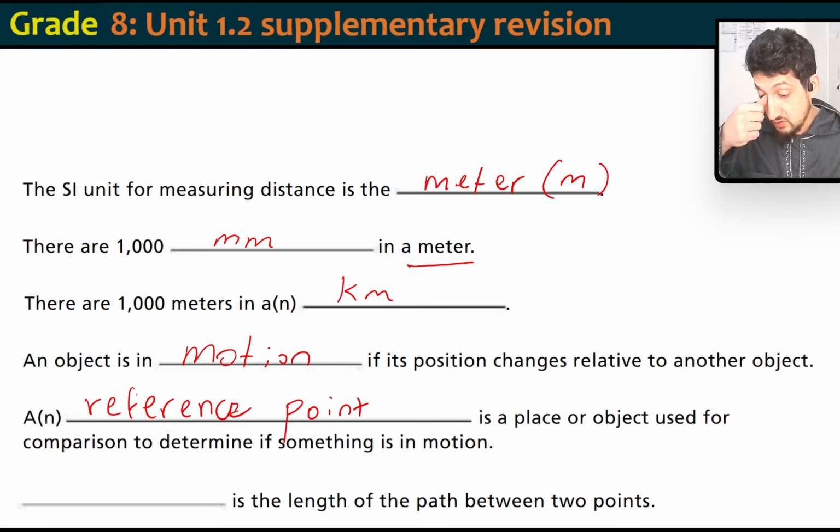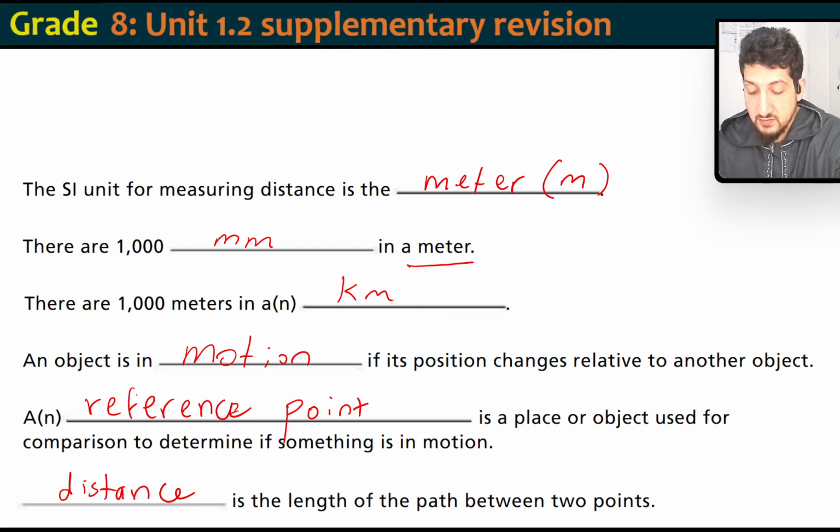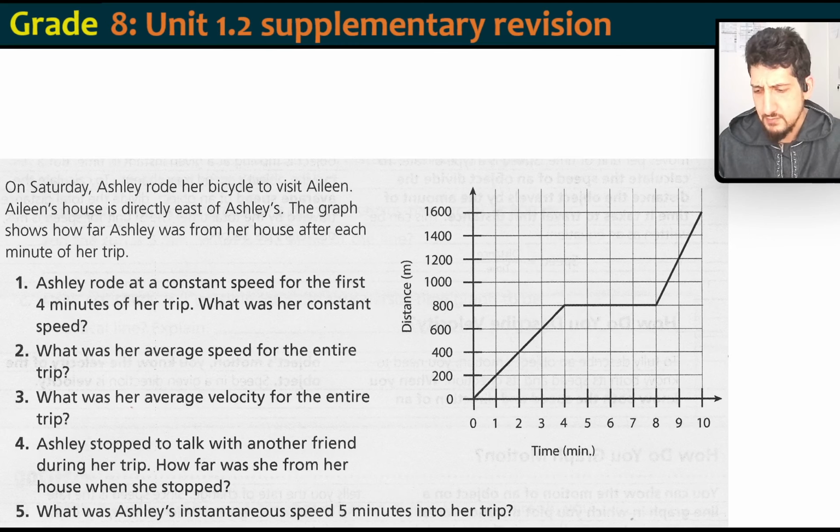What is the length of the path between 2 points? Distance. Distance is the length of the path between 2 points. The shortest distance is a straight line, but the question doesn't say it's a straight line, it just says the length of the path between 2 points. Okay, moving on.